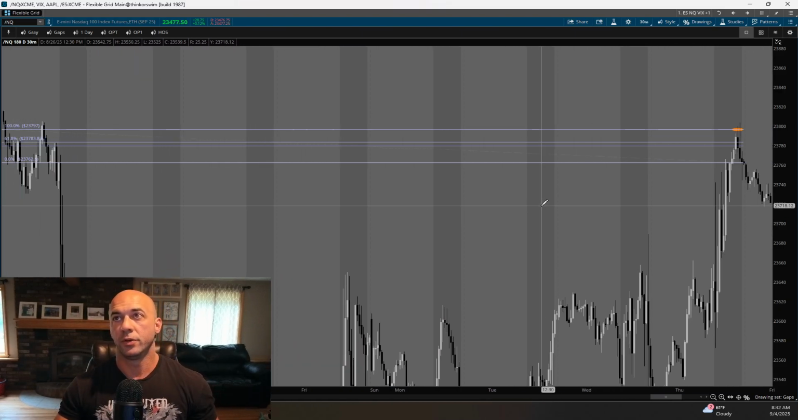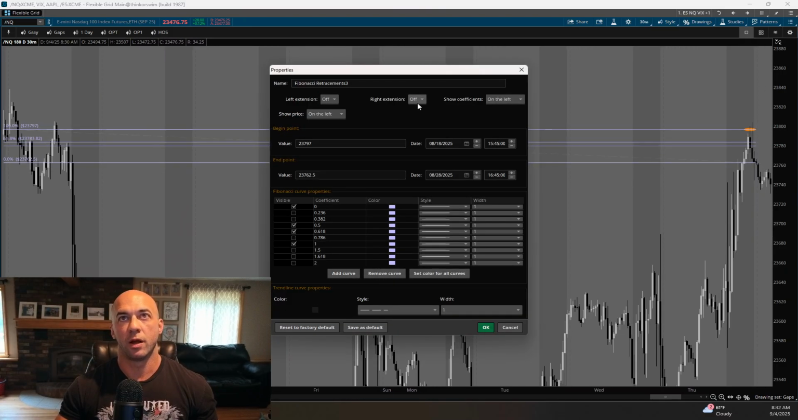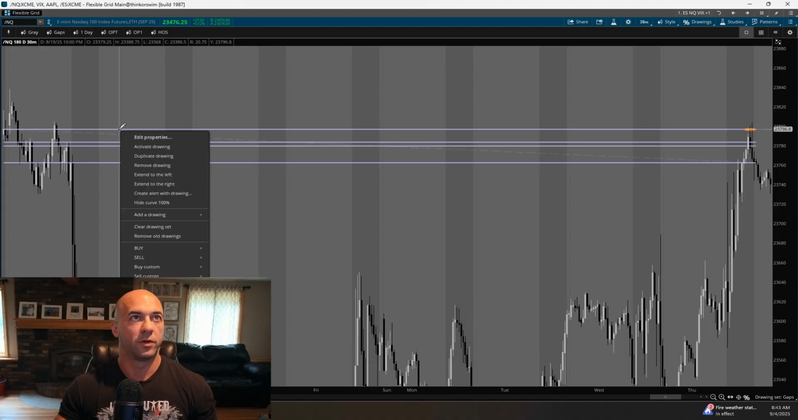And then what I do is, once the gap is filled, I will just go into the properties and turn the right extension off. I actually usually will turn the price and the coefficients off. And I'll just set the end point to the day the gap was filled, at the end of the day. So it'll look like this, and I'll do it again for you.